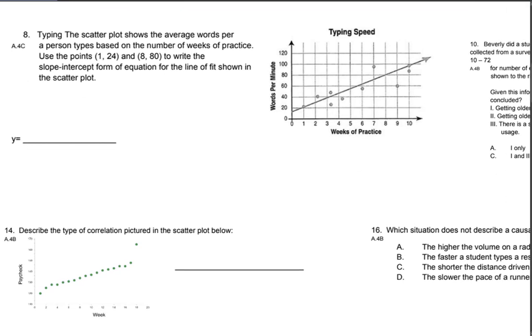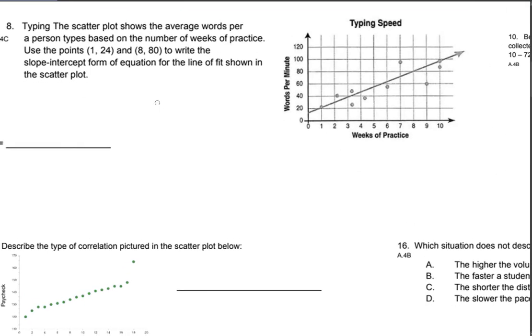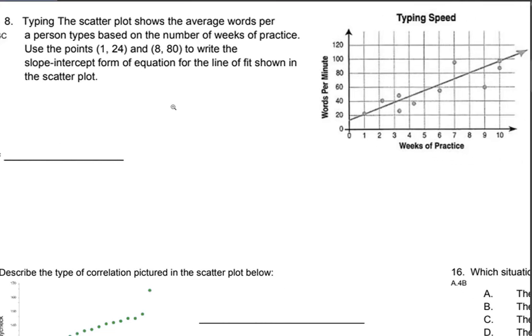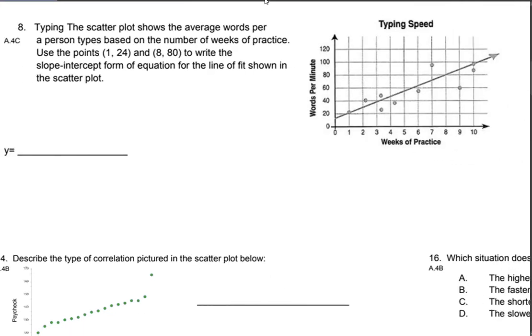All right. So the typing scatter plot shows the average words per minute a person types based on the number of weeks of practice.